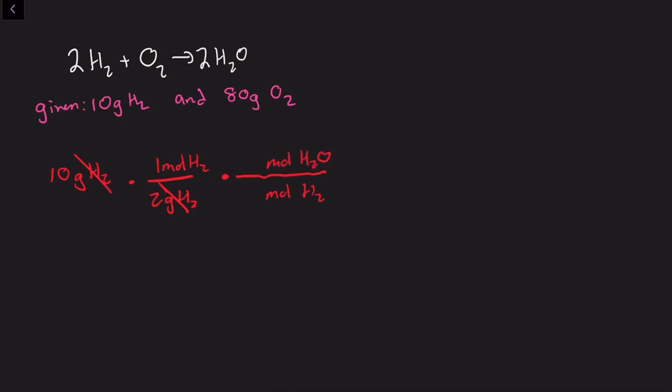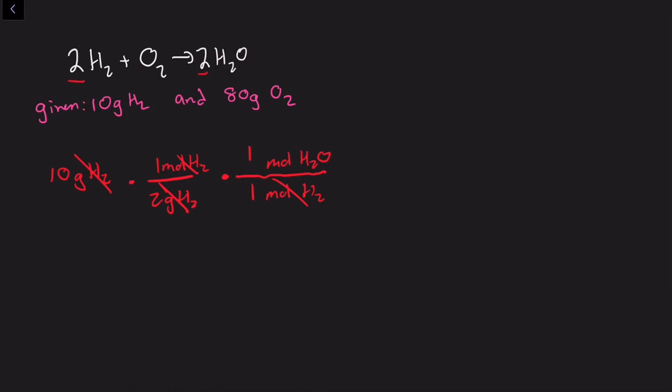If I look at my equation, I see it's a 2 to 2 ratio. So I'm going to have 2 on the numerator, 2 on the denominator. Just to simplify my math, I'm going to make it a 1 to 1 ratio because that's the same as a 2 to 2 ratio. Now from there, we cancel out our moles of hydrogen. We're left with moles of H2O.